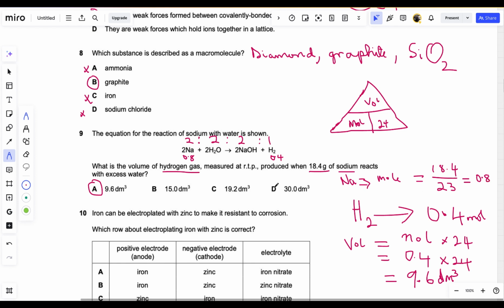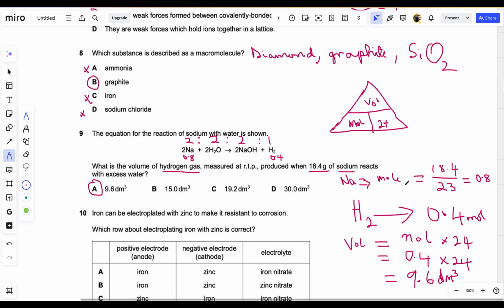That 0.8 you compare with their molar ratio. This is ratio 2 because there are 2 molecules of water. This is ratio 2 because there are 2 molecules of sodium hydroxide. This is ratio 1 because there is 1 molecule. This 2 here is atoms, we're not talking about number of atoms. We're talking about the molecule at the back. There's 1 molecule of hydrogen gas, so you get this.